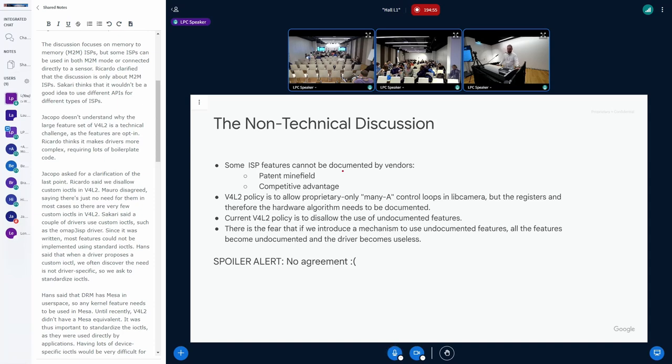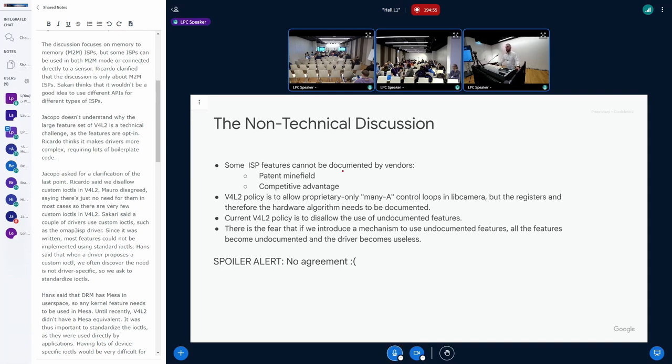And I hear a lot of discussion about the technical challenges, but whether they're technical or not is not the right question. The question is, what's the right API for us to use for this? So I just wanted to try and pivot back to that.